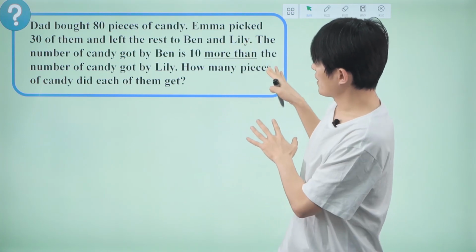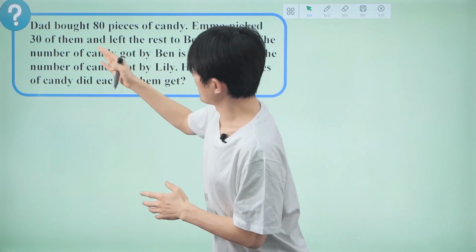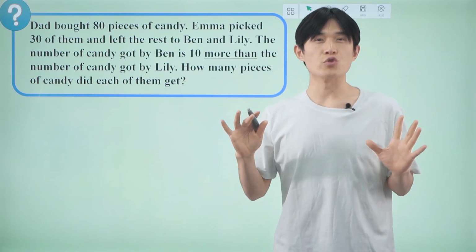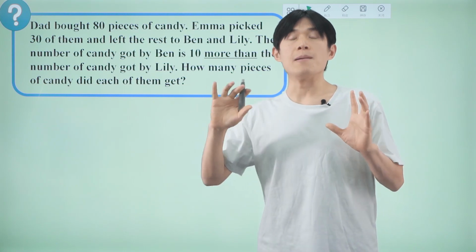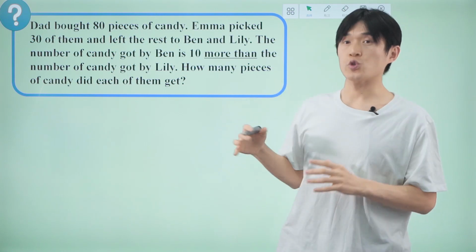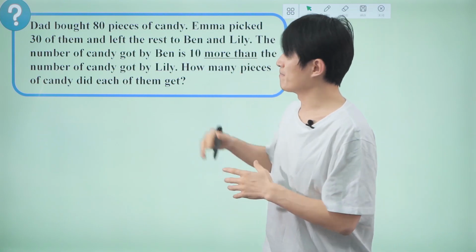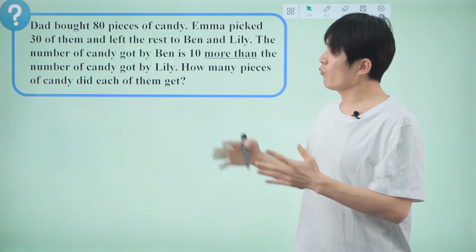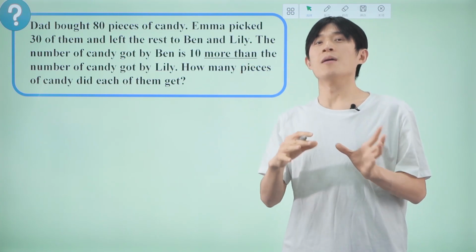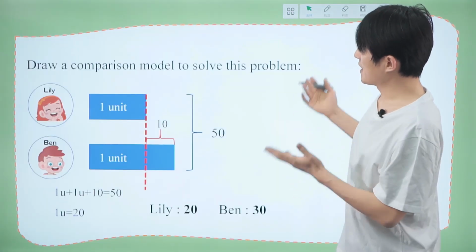Then you need to understand the meaning of "more than," okay? The number of candy Ben got is 10 more than the number of candy Lily got. So we can actually use a model. We call it a comparison model. We can draw a comparison model, and use 1 unit to represent Lily's candy, because Ben got more and Lily got less. Ben has 10 more than Lily, so 1 unit plus 10 will be Ben's candy.